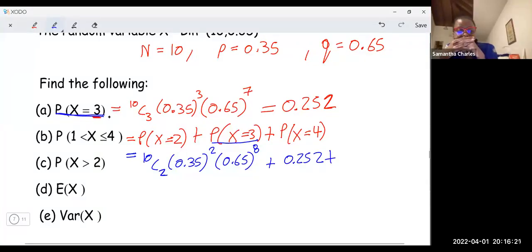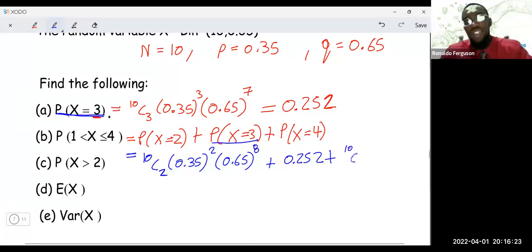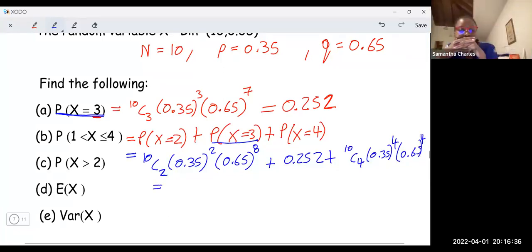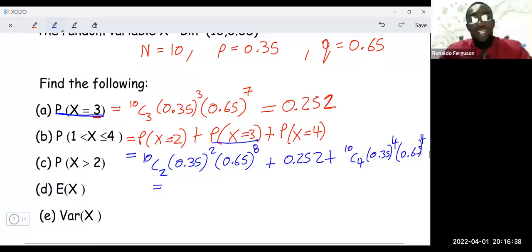Plus the probability x equal 4 is 10 choose 4, because x is now 4, 0.35 to the 4 times 0.65 to the 4. Good with that? Yes. And then you work out each part in the calculator now.